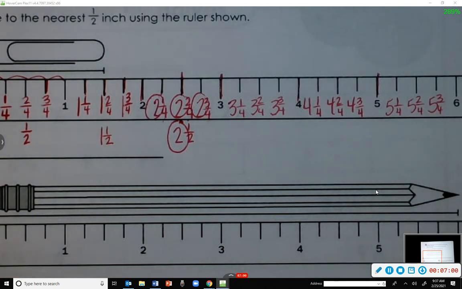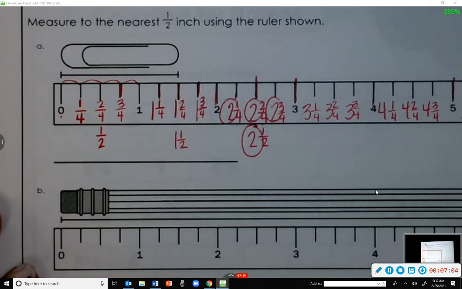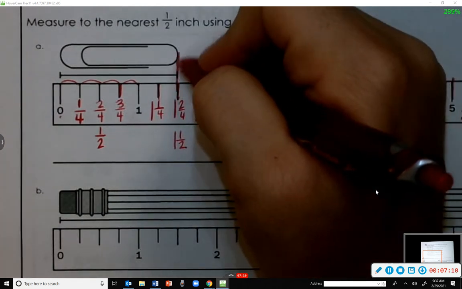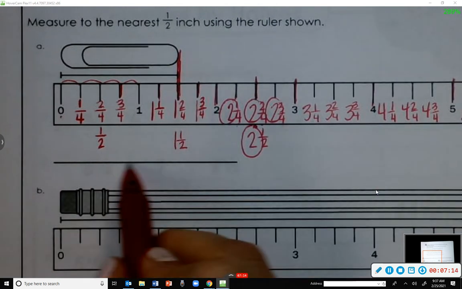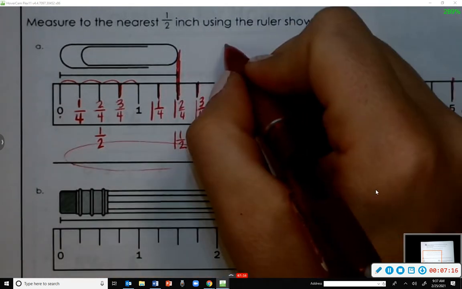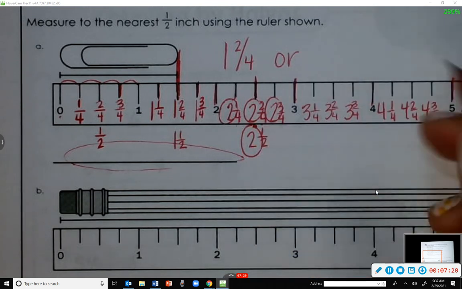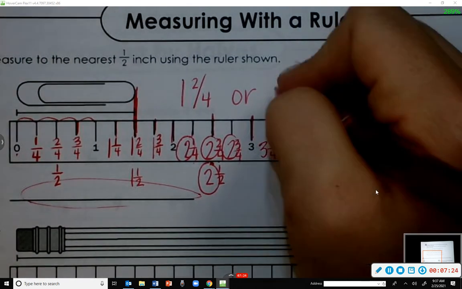Okay? Now let's go back up to our paper clip. What does the paper clip equal? 1 and 2/4. I'm going to put it up here because I've kind of used this line. So 1 and 2/4. Or, what else could I say? 1 and a half. Good, Kaylee.